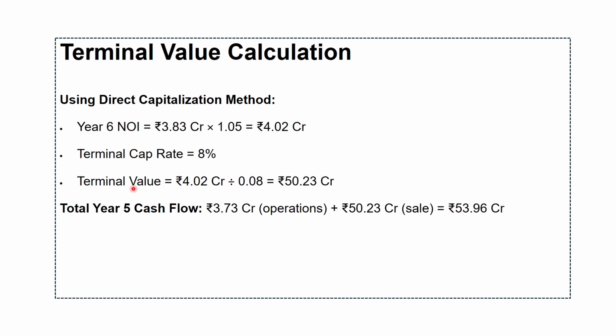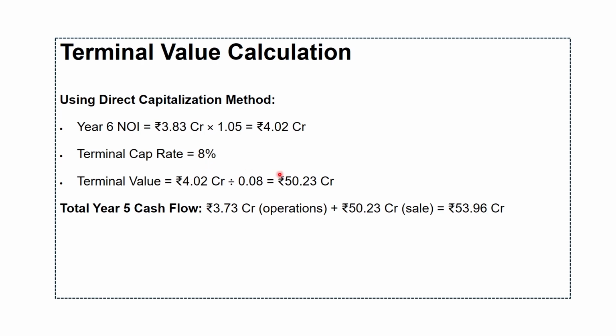So, terminal value calculation requires estimating the property's worth at the end of the 5-year projection period. Using the direct capitalization method, we project year 6 NOI by growing year 5 NOI of 3.83 crores by 5%, resulting in 4.02 crores. We then apply a terminal capitalization rate of 8%, which reflects the expected cap rate for stabilized grade A office property in Electronic City at the end of our projection period.